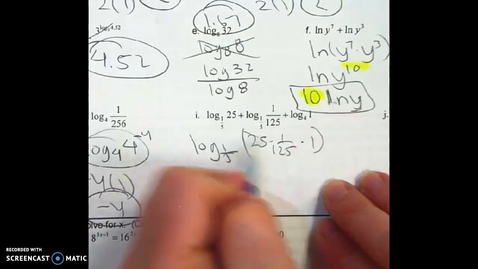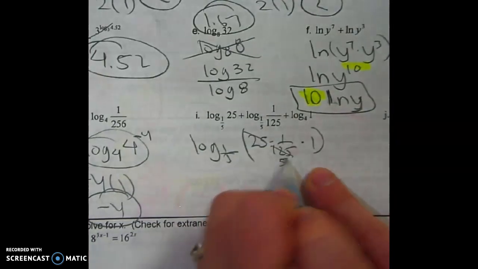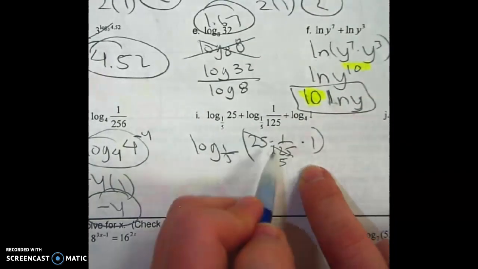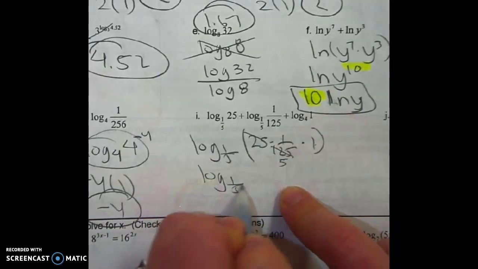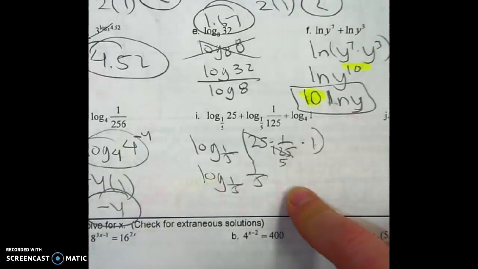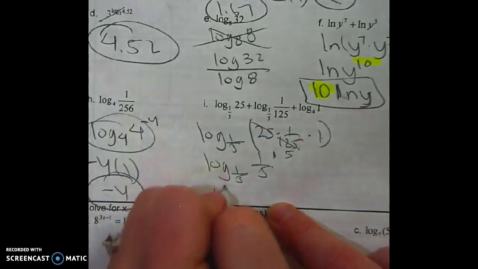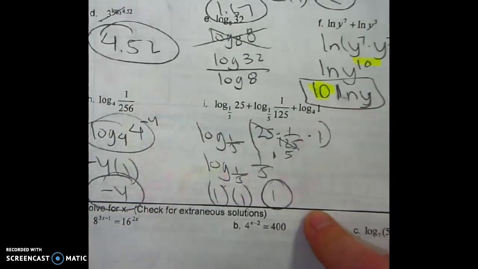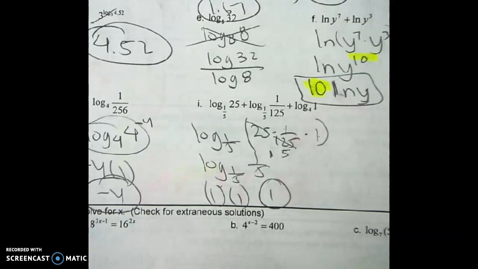Okay, well I know 25. I know there's 5 quarters in a dollar. 5 quarters is $1.25. So I have 1 on top, so that's 1/5. They're already the same base. That means that's to the first power. 1 times 1 is 1.